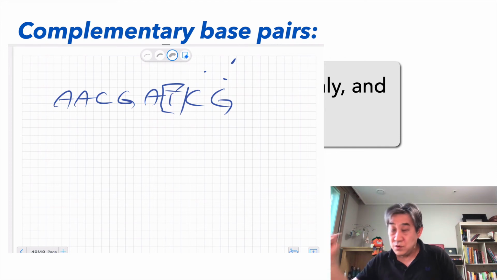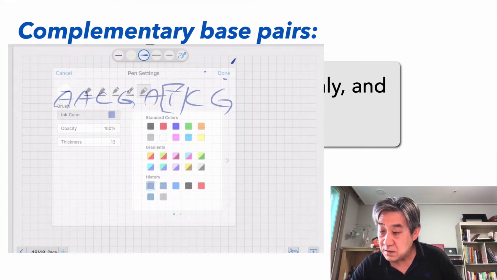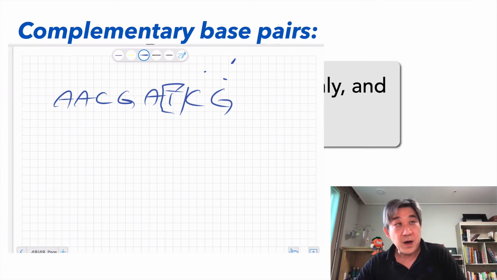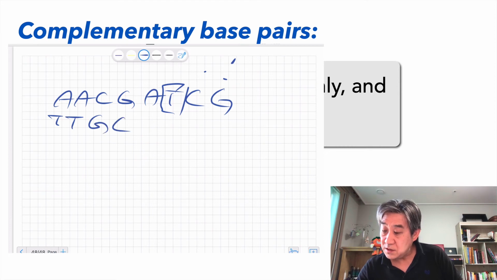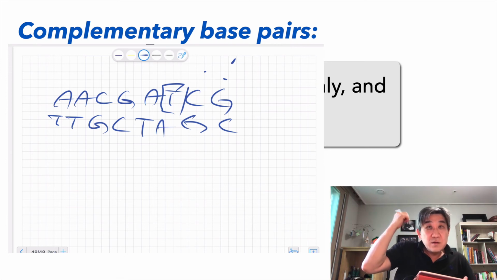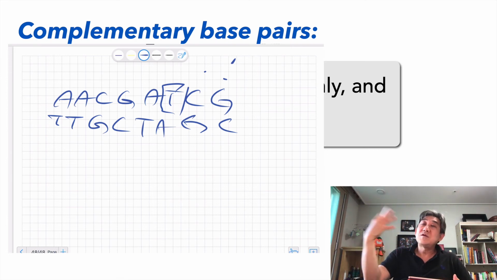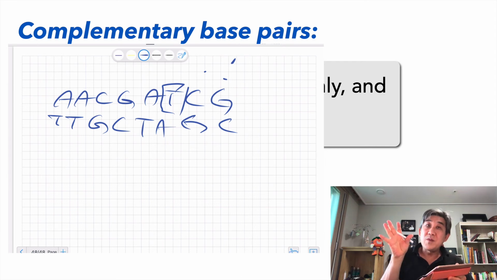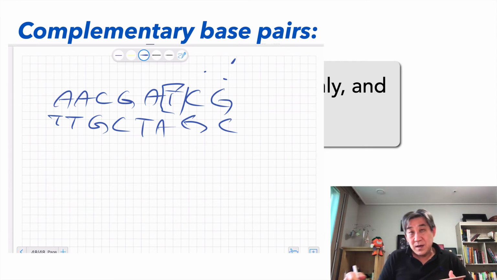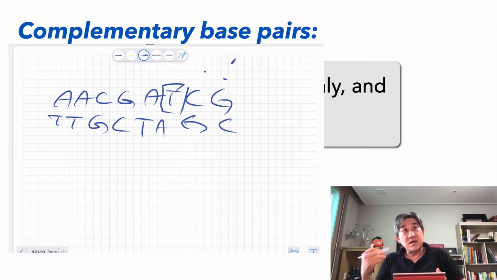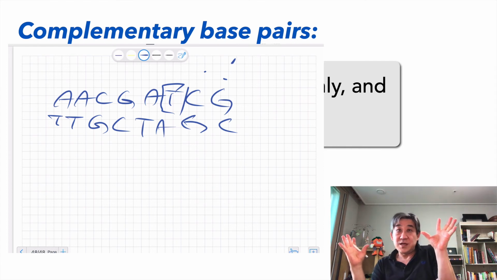But then, by knowing that DNA usually exists in pairs, double-stranded, you immediately know the sequence of the other partner should be TTGCTAGC. So by knowing only one part, the other information is automatically provided, and in that way we call this complementary. It has some kind of mirror image like that.